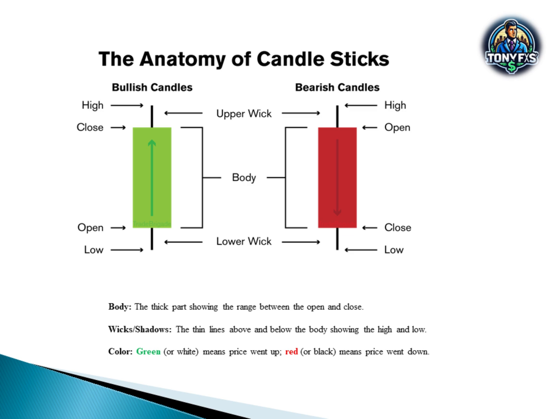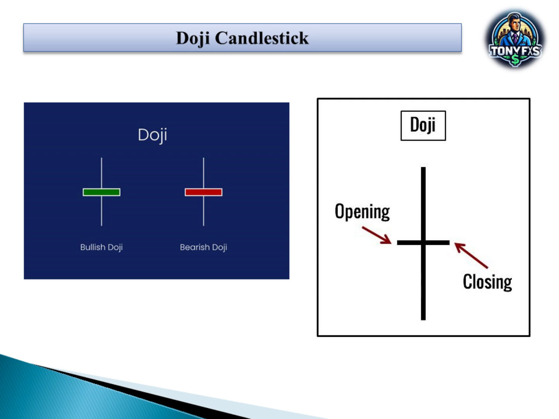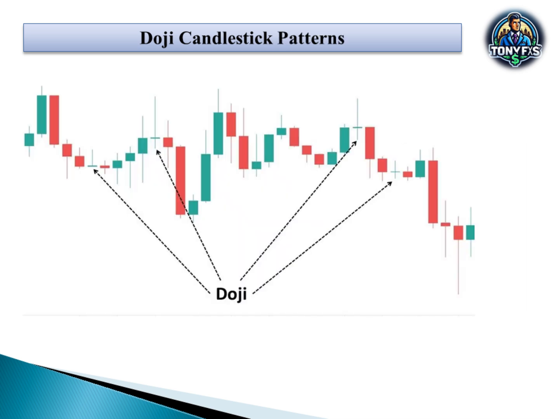Now I'll start talking about every candle and their names. We have a few. Let me start with the doji pattern. As we start, our first candle is called the doji. As you can see here, a doji forms when the opening and the closing price are almost equal. This means buyers and sellers are fighting equally, and it also means that the market is undecided.